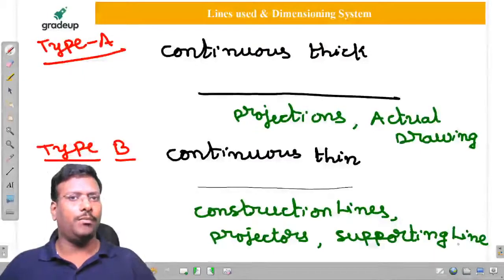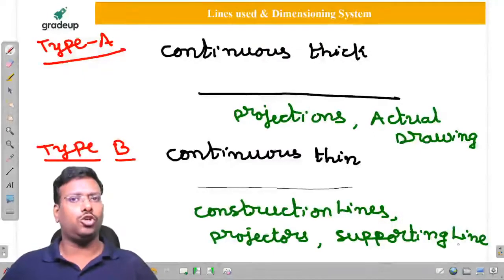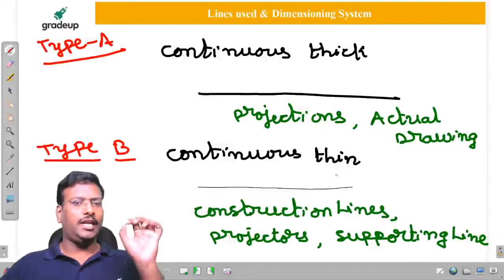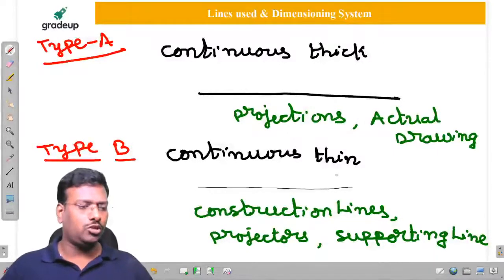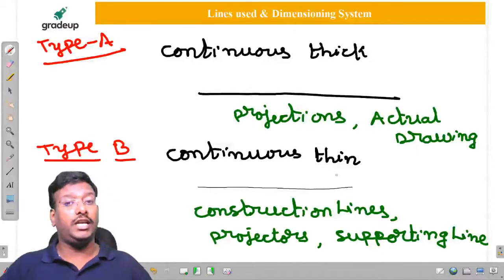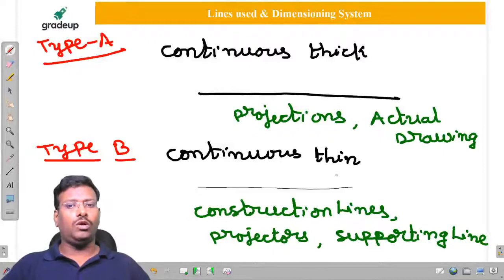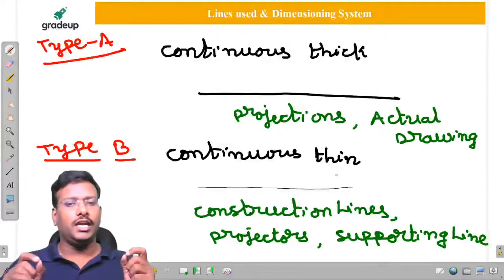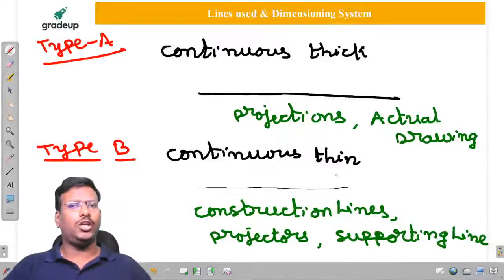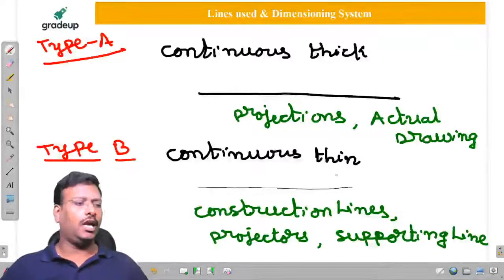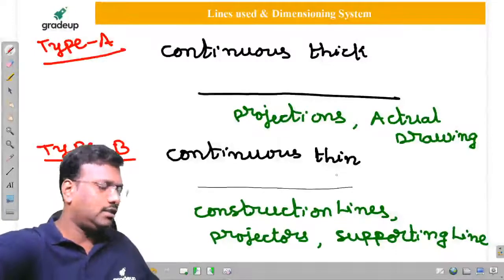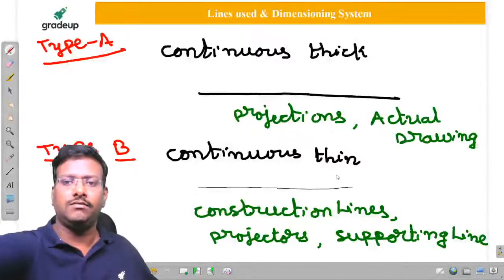All these, try to remember in a single diagram. I will show all these things, don't worry. Up to this you try to remember. Continuous thick is the actual object to show. Continuous thin is to be used to represent the construction lines, projectors and supporting lines. Is it clear to all of you, my dear friends?